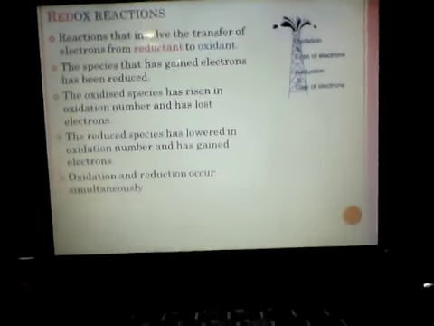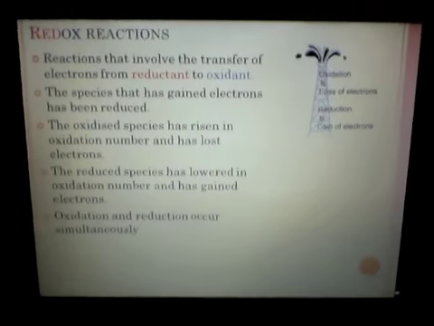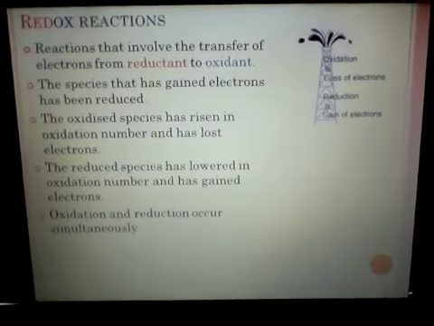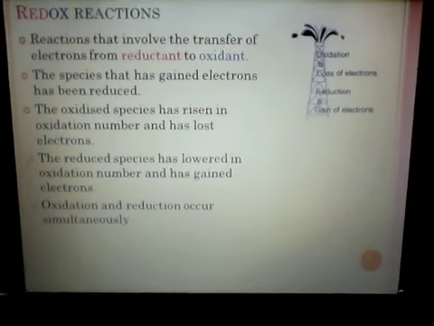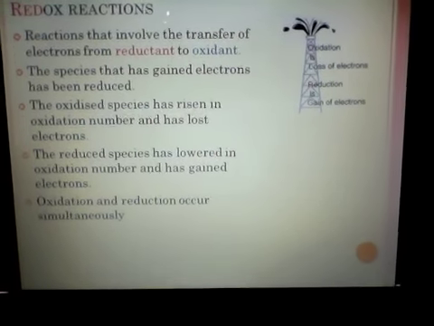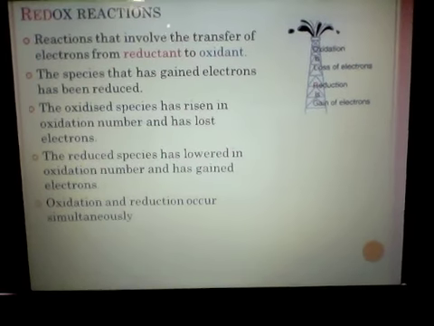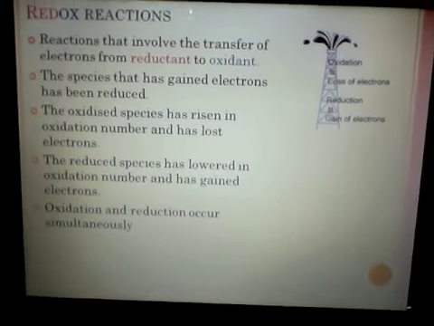Okay, so here's something that you can do to remember where they come from and who they go to. OIL RIG. Oxidation, so something that has been oxidized has lost electrons. OIL: oxidation is loss of electrons. RIG: reduction is gain of electrons.